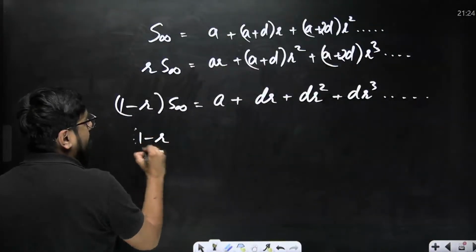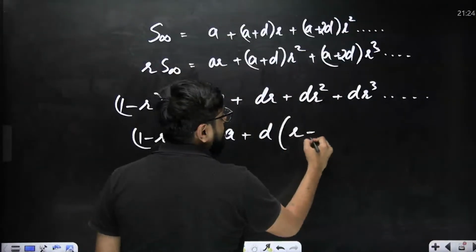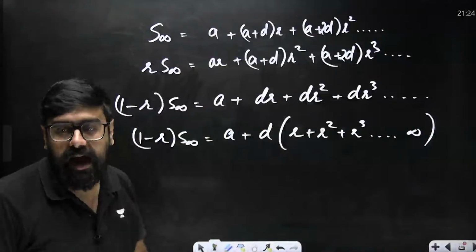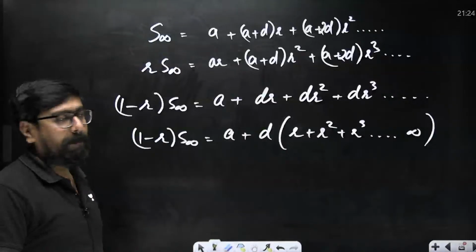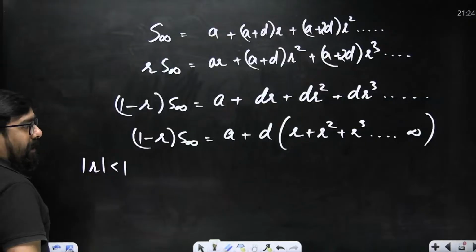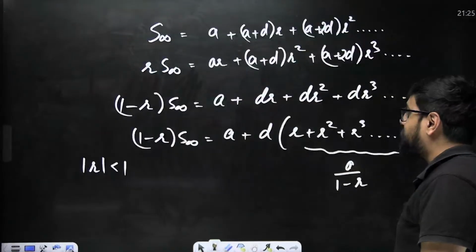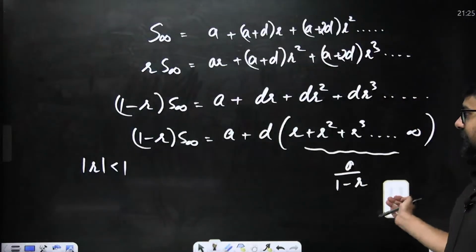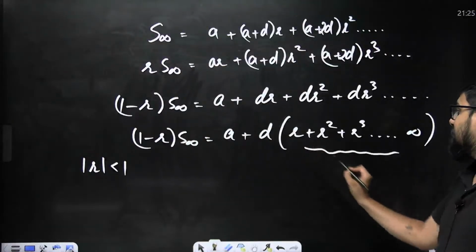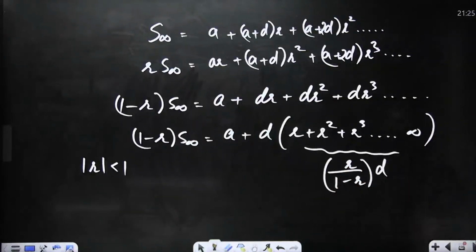1 minus r into sum of infinite terms is equal to a plus d common, r plus r square plus r cube till infinity. And here also it is necessary that r should be between -1 and 1. Here also mod of r is less than 1. So this thing becomes what? This is a upon 1 minus r, where a is r itself, the first term is r itself. So r upon 1 minus r multiplied with d plus a.